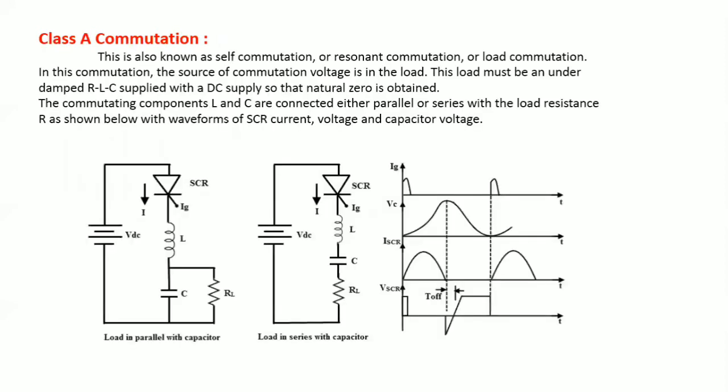This is Class A commutation method. Another name given for this one is self commutation, resonant commutation, or load commutation method. In this, the commutating components are connected in series with the load, or the commutating components L and C are connected in parallel with the load resistance. Here, the figure shows the waveforms for Class A commutation method.